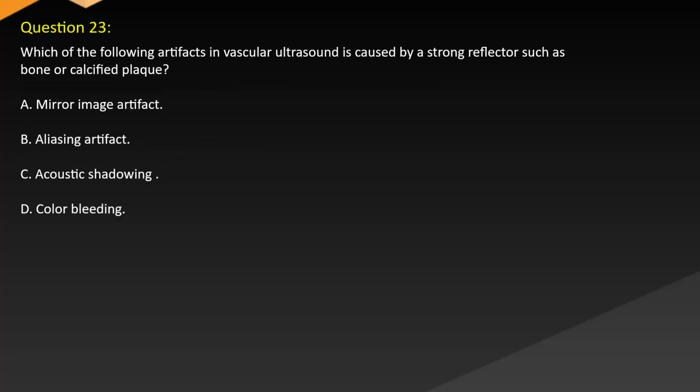Question 23. Which of the following artifacts in vascular ultrasound is caused by a strong reflector such as bone or calcified plaque? A. Mirror image artifact. B. Aliasing artifact. C. Acoustic shadowing. D. Color bleeding.